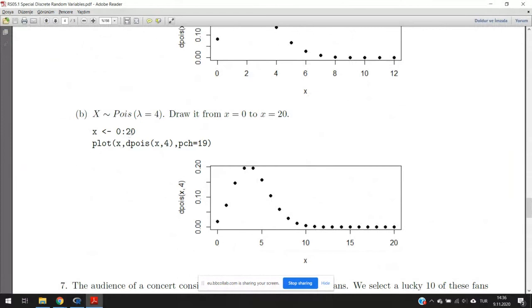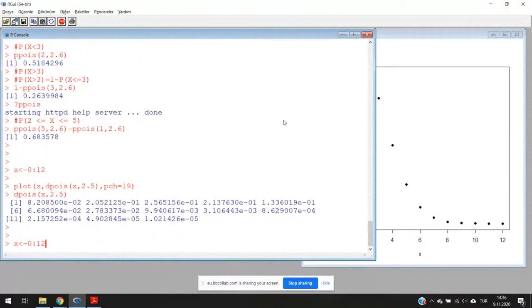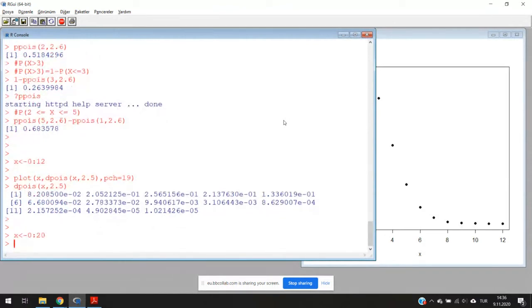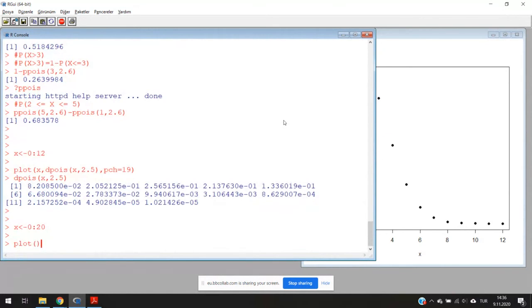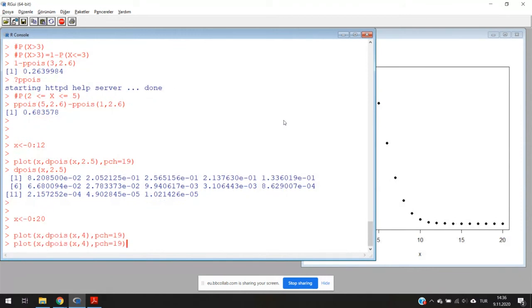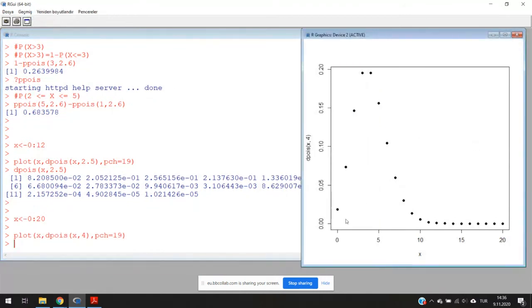Now, in the next part, we have a Poisson random variable with rate parameter equal to 4. This time, we would like to draw this Poisson random variable's probability mass function from 0 to 20. So we are going to create an integer vector from 0 to 20, and plot X versus dpois of X, where the rate parameter is 4. Again, the plot character is the 19th character. And that is the probability mass function for this Poisson random variable.